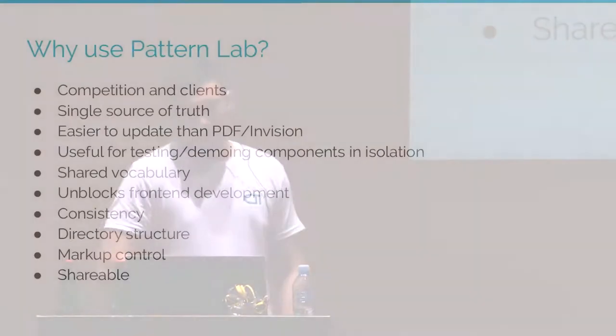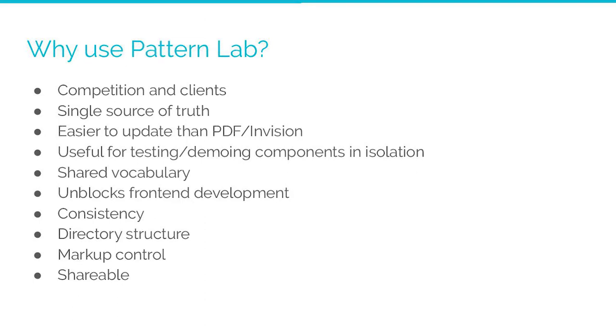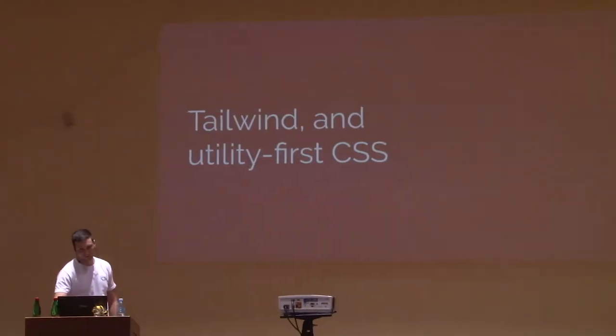And the main part for me is that it unblocks front-end development. You don't have to wait for the site to be configured in order to start doing the work. You just need to have the design and then start building components and pages. Of course, there are a lot of pros in encouraging consistency across code and avoiding duplication of effort. It's easy to see where a component lives and what it has. Directory structure, markup control, all that stuff is much easier to do with Pattern Lab.